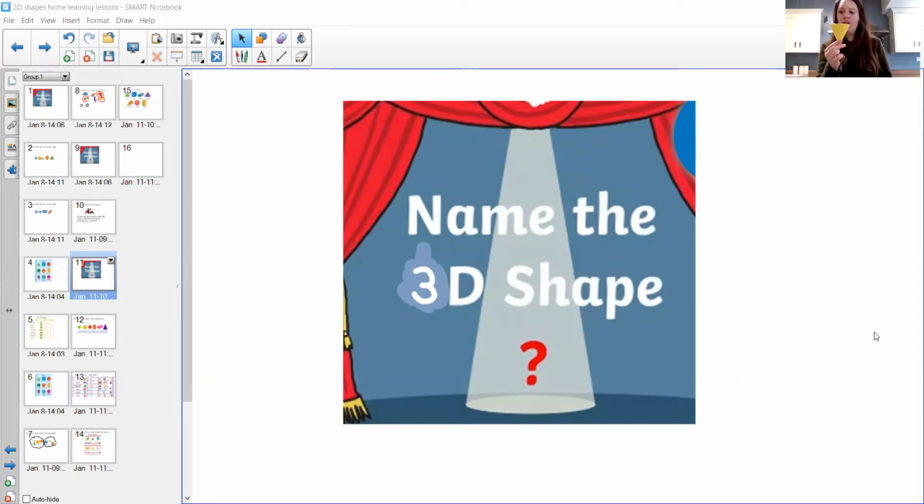This is one of my favourite 3D shapes because it looks like something that is my favourite thing. I wonder if you know what my 3D shape is. Here it is, my 3D shape. That's right, it's a cone. And it's my favourite because it looks like an ice cream cone. Yummy.